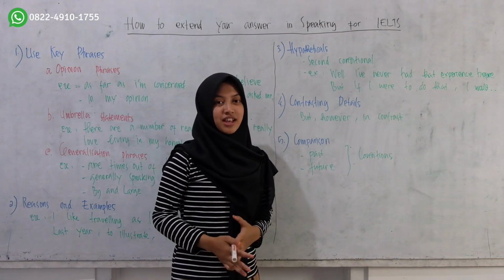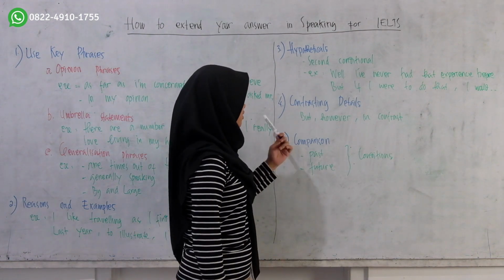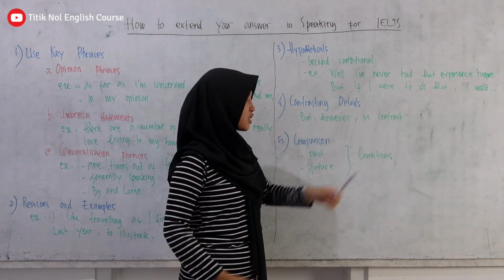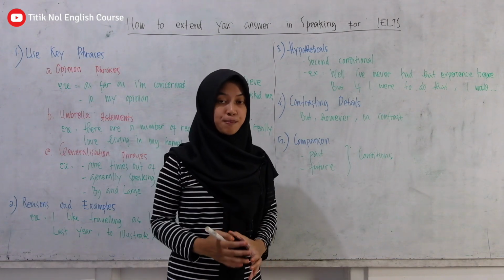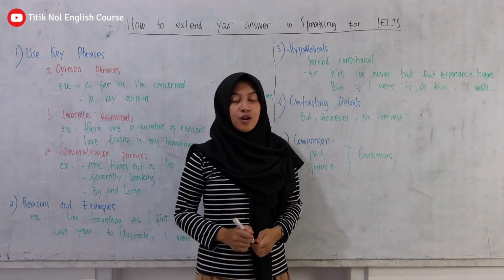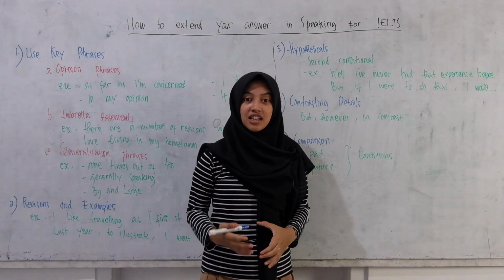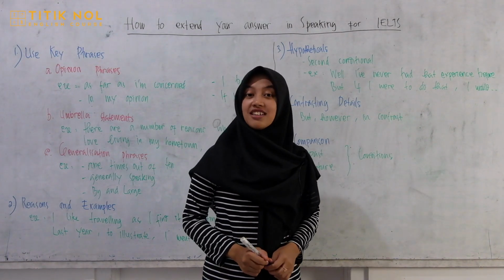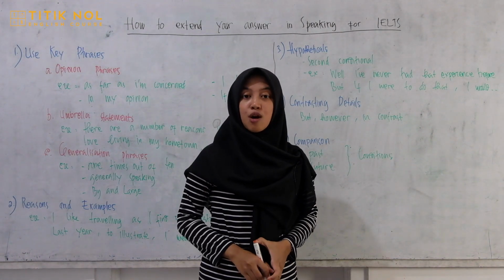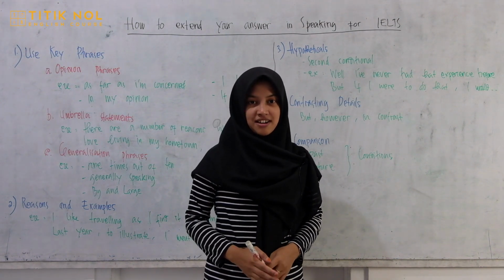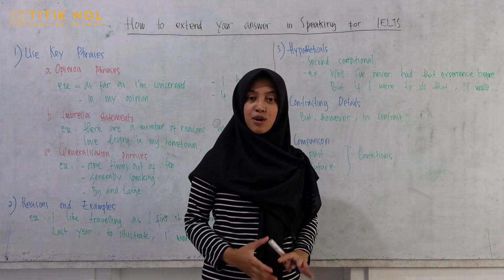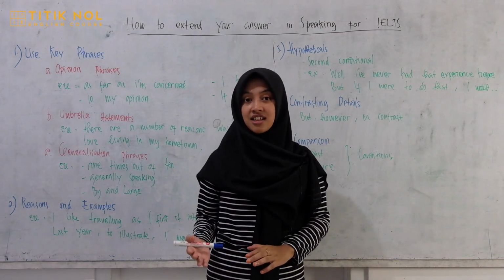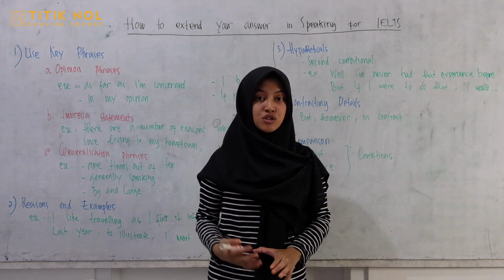Another way to make your answer longer is to use contrast details by adding but, however, in contrast to show the opposing idea of your first main idea. For instance, when you're asked, do you like to stay with your parents in your hometown? You may answer it by, frankly speaking, at the moment, I want to look after my parents because I want to accompany them in their old days. However, when I get married, I think I would move to another city with my little family to start a new life.